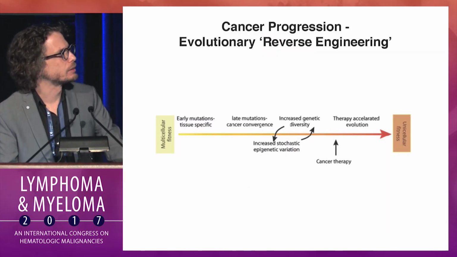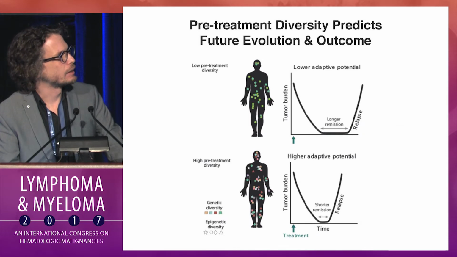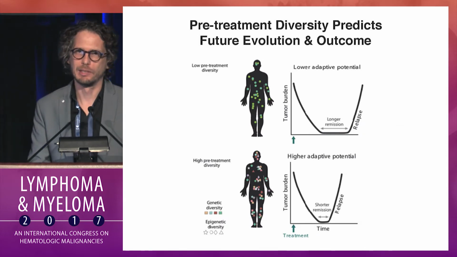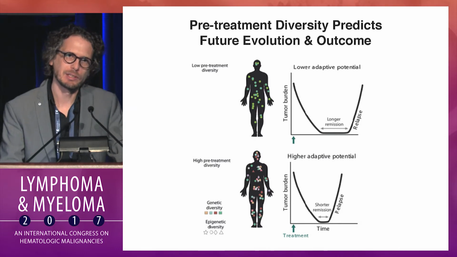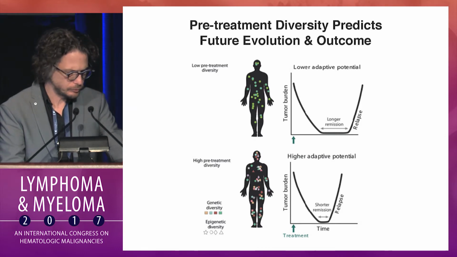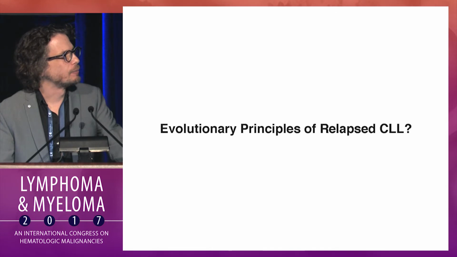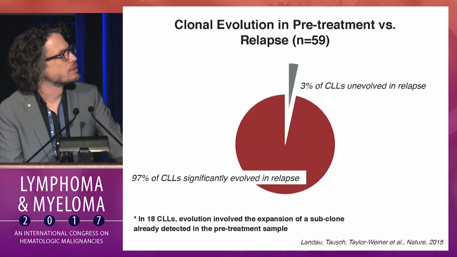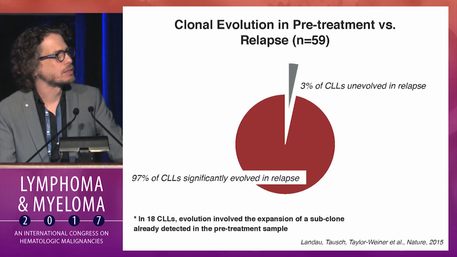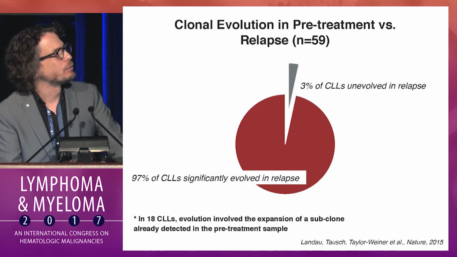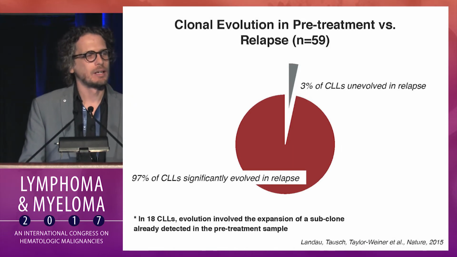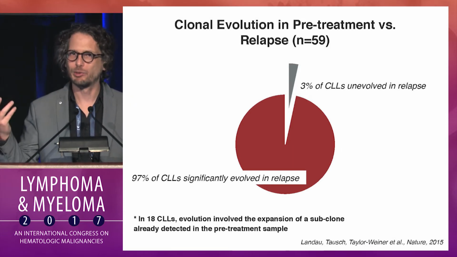I'll skip this. So again, the other insight is that if we look at pre-treatment diversity, then pre-treatment diversity is associated with adverse outcome. What about relapse CLL? One of the studies that we have performed, we compared the genetic makeup of the disease before therapy and at relapse.